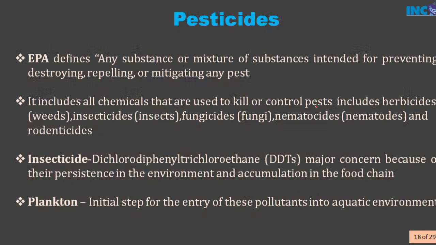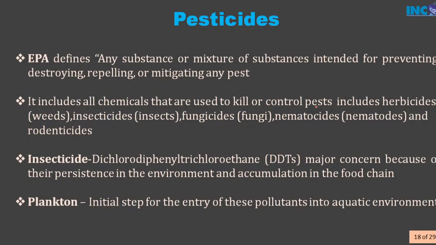Now the pesticides. As per the Environmental Protection Agency, a pesticide is defined as any substance or mixture of substances intended for preventing, destroying, repelling or mitigating any pest. Pest means any unwanted organism in agricultural land or other aquatic bodies. The aim is to kill the particular organism; that's why we call it a pesticide. There are many types: herbicides, insecticides, fungicides, nematicides and rodenticides.